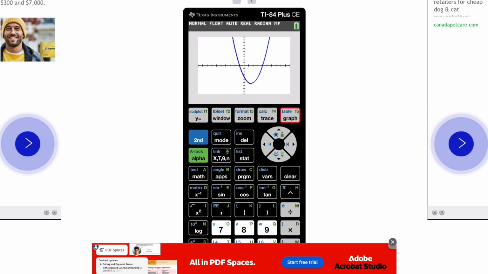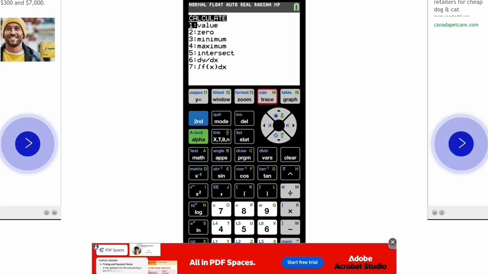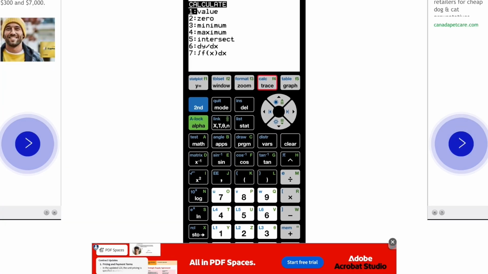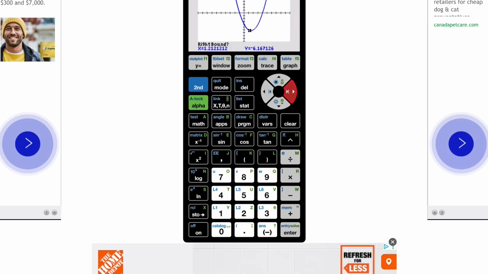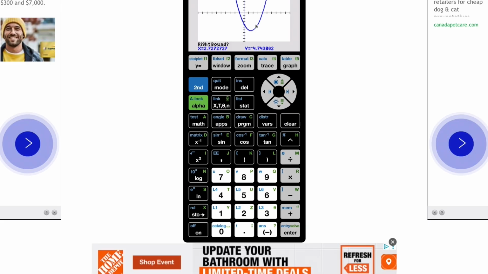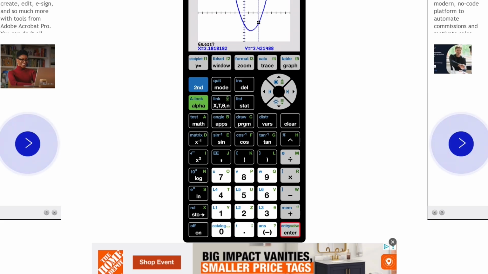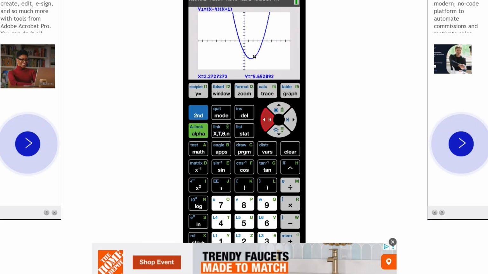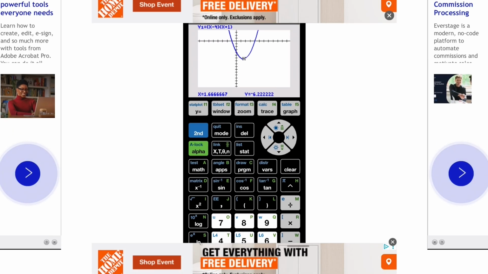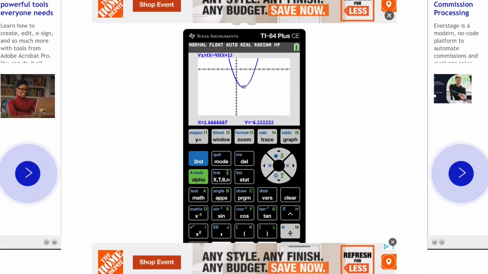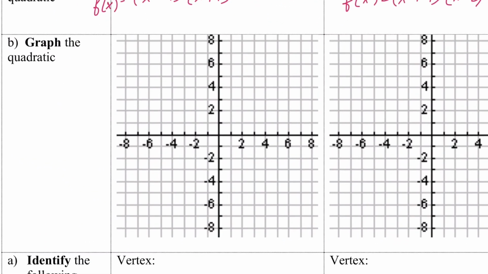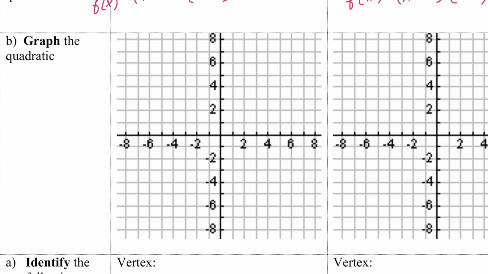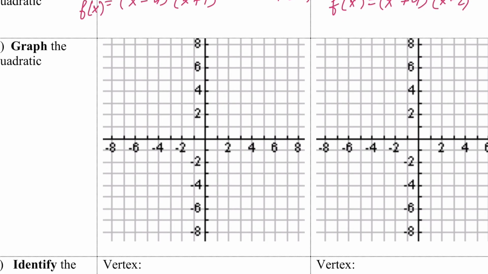To figure out our vertex, we do second trace, maximum or minimum. In this case, because our a is positive, we'll have a minimum. So we click on 3. This is our left bound. This is our right bound, and oops, there you go. And my guess is that it'll be here, right? So that's my minimum value. So we're somewhere at 1.67 and 6.67. So it'll be over here somewhere.